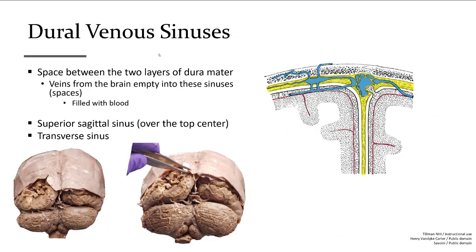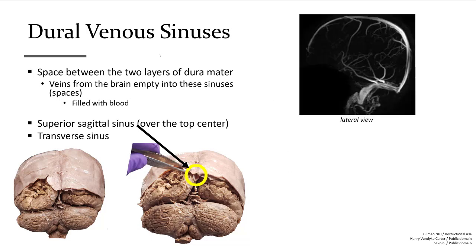Spaces created between the 2 dural layers are called sinuses. These sinuses are the venous drainage points from the brain, as well as where cerebrospinal fluid returns to the circulatory system. This is one example. We can see the hole in there where there is one of the sinuses that would normally be filled with blood. This is an image of a venogram showing the drainage with the blood highlighted coming from the brain, going through these dural venous sinuses.